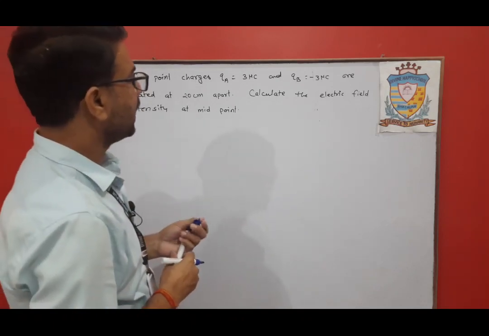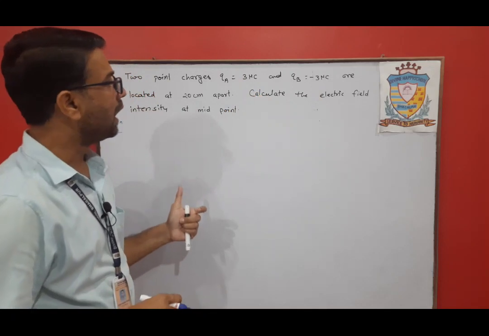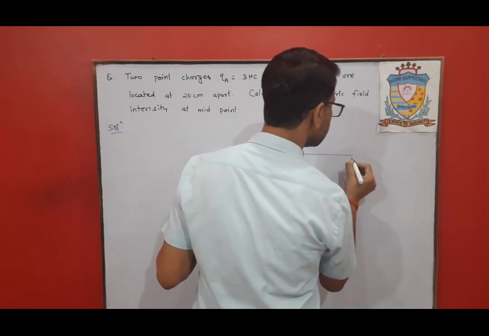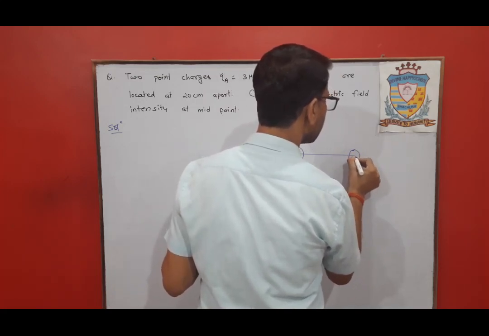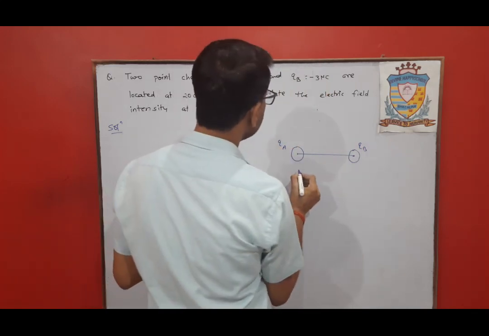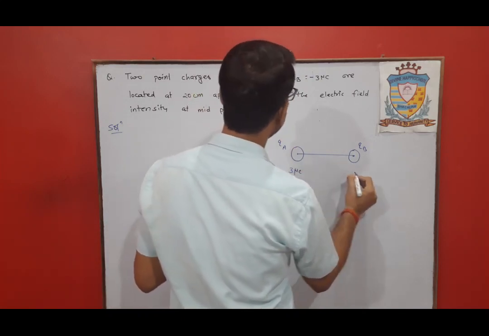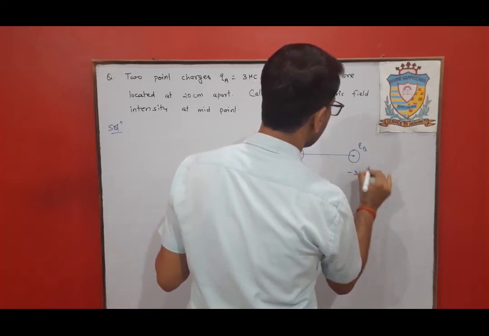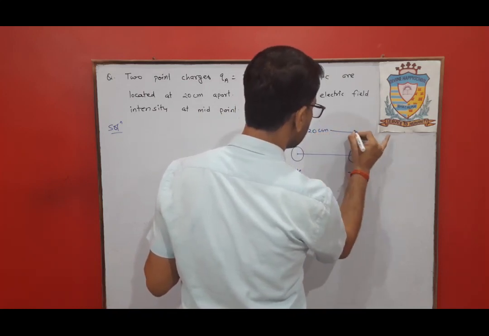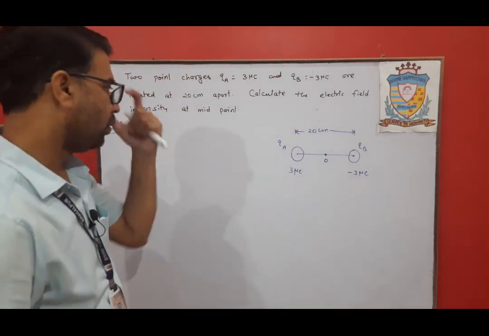So two-point charges. Here you can see these two charges are equal in magnitude but opposite in nature. That means these two will form a dipole. So here, let this be QB and QA. The value is 3 microcoulomb and minus 3 microcoulomb. And the distance between these two is 20 centimeter. Okay. So, we have to calculate the electric field intensity at O.